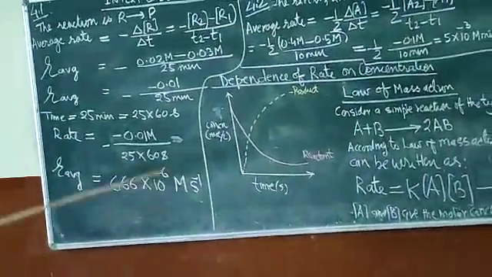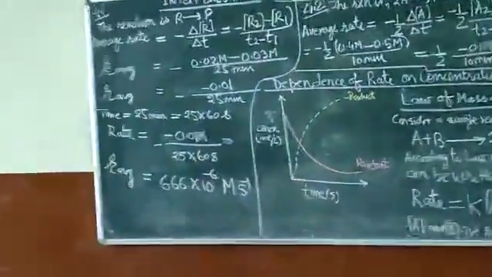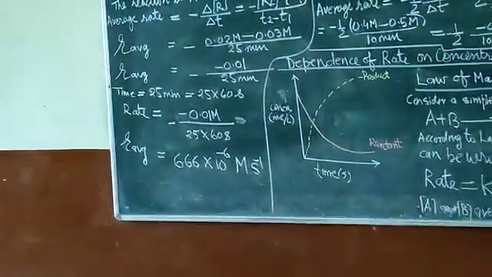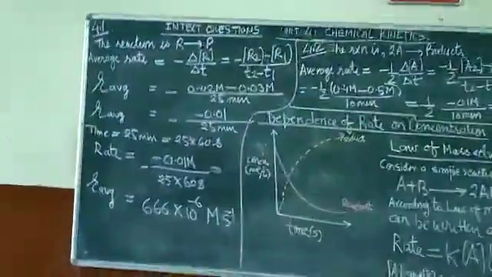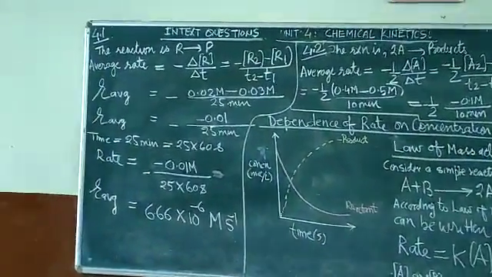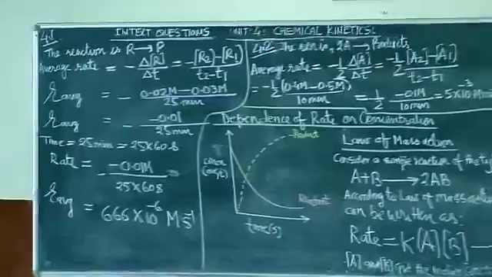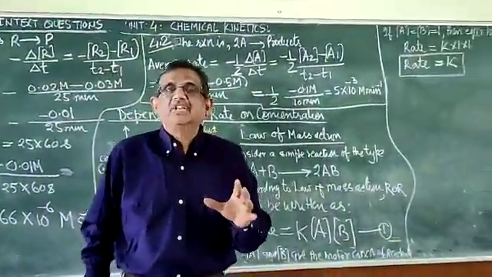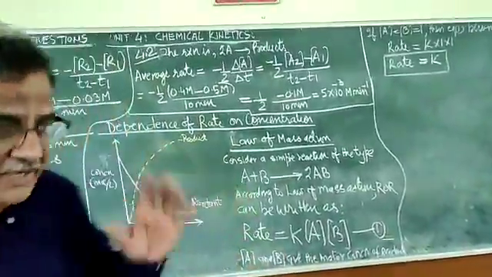As the reaction proceeds, the concentration of reactant decreases, and it brings about a corresponding decrease in the rate of reaction. This means that rate of reaction is directly proportional to the concentration of reactants. Always remember, the rate of reaction is directly proportional to the concentration of reactants.